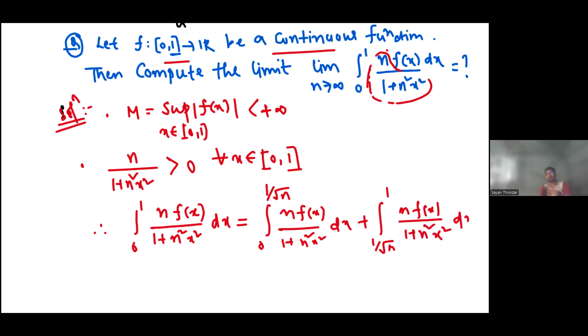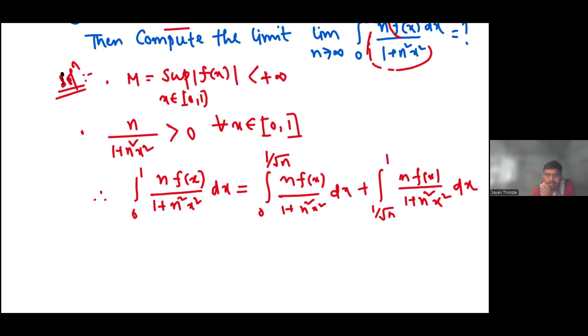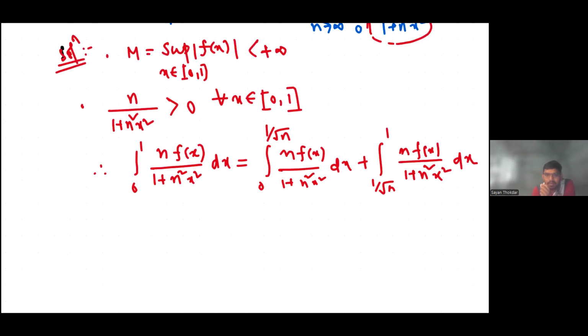Okay, we can write it because for any n, square root of n is always greater than or equal to 1. So 1 upon square root of n is less than or equal to 1, so that 1 upon square root n is in between 0 and 1. Okay, so we can take that. This is the integral number I1, and that is integral number I2.